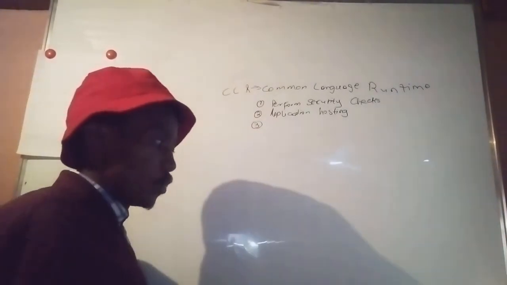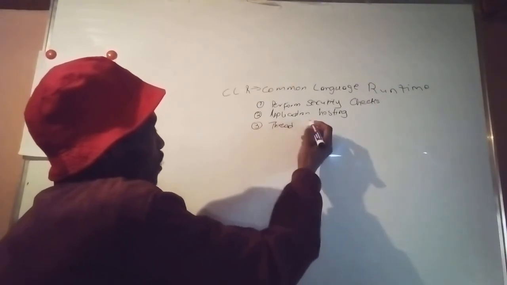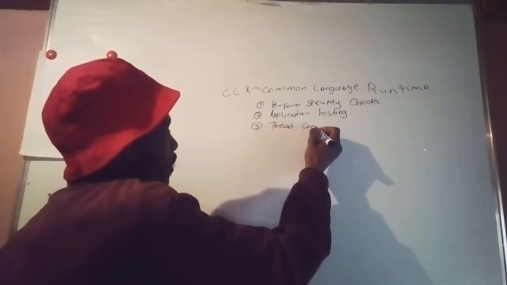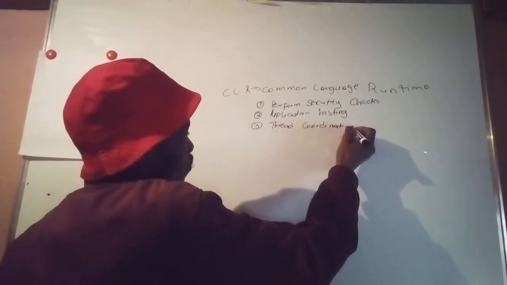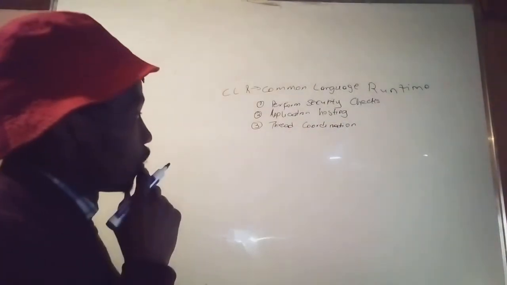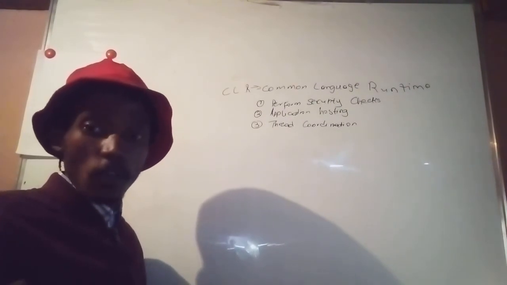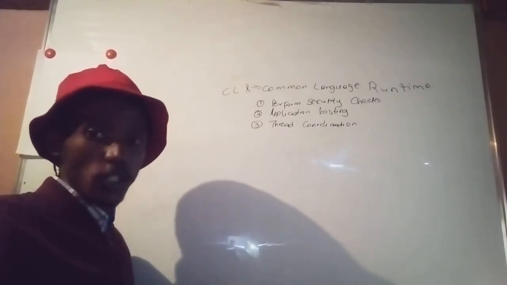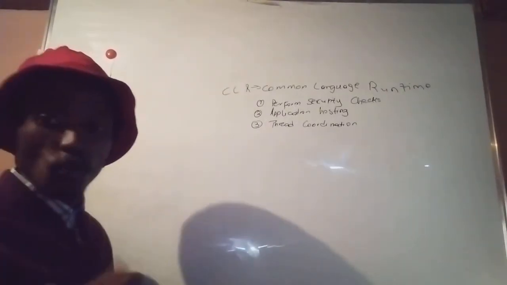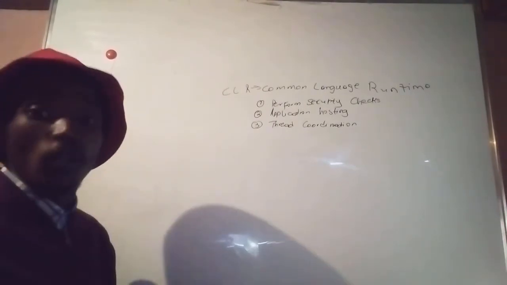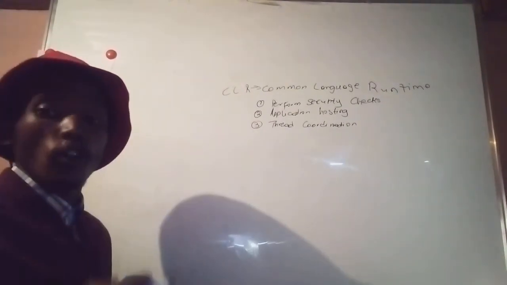The third one would be thread coordination. The CLR is the one that creates and destroys threads, and handles thread coordination for the threads of your application. So these are a few of the responsibilities of the CLR component. There's actually a huge list of responsibilities of the CLR component. Here I was just listing these to give you an idea of what this component does. So now let's look at how all this happens.